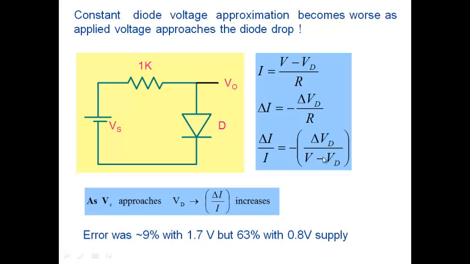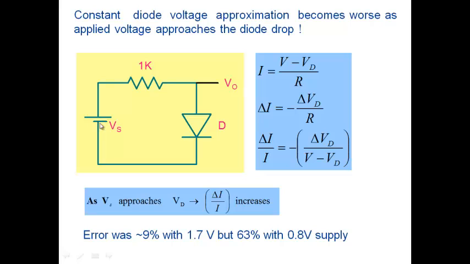On the other hand, if I put 100 volts here, then obviously you can see that V minus VD is going to be very large and the error is going to be small. So the error in the quantity of your interest has to be separately calculated. You have to look at what is the error in my diode model and how does it translate into the current here.